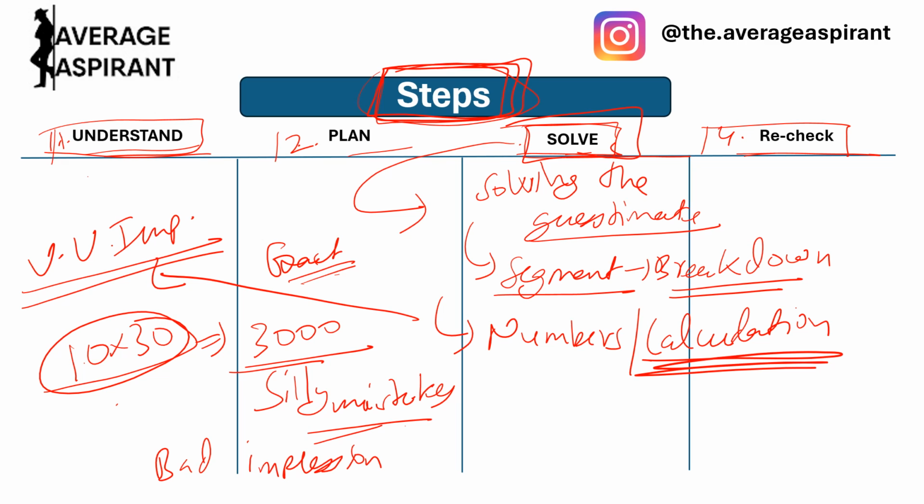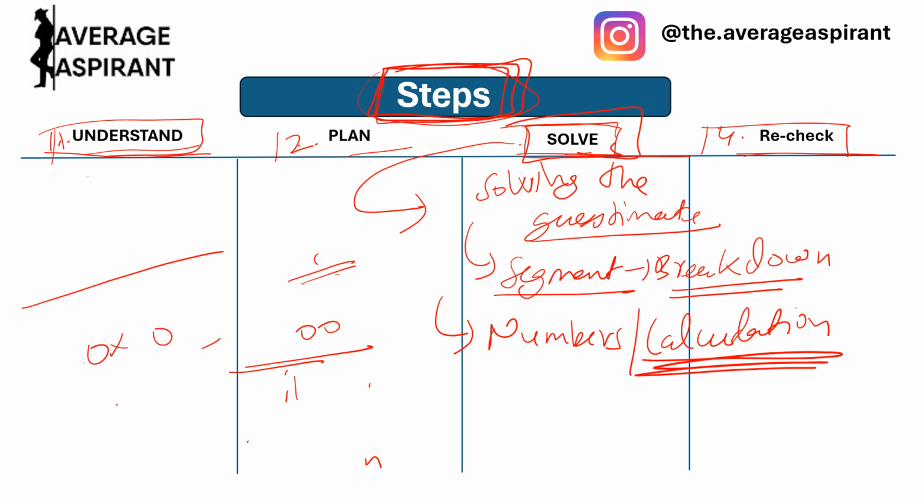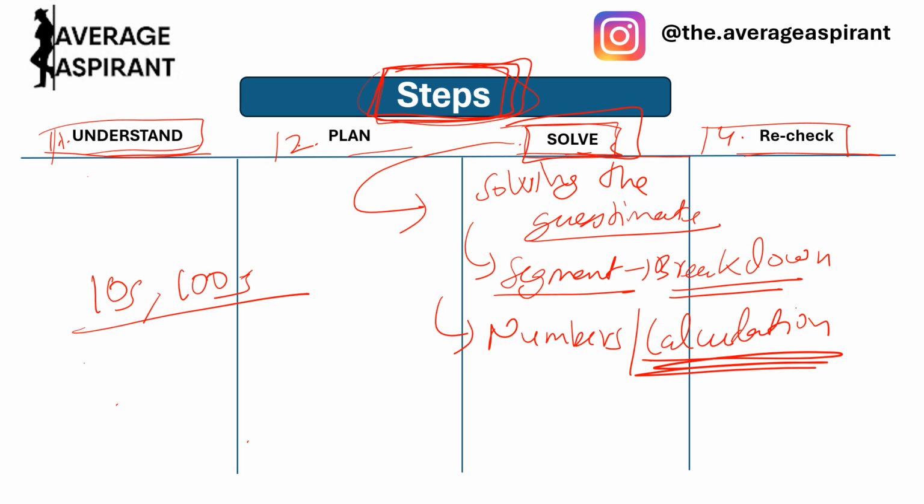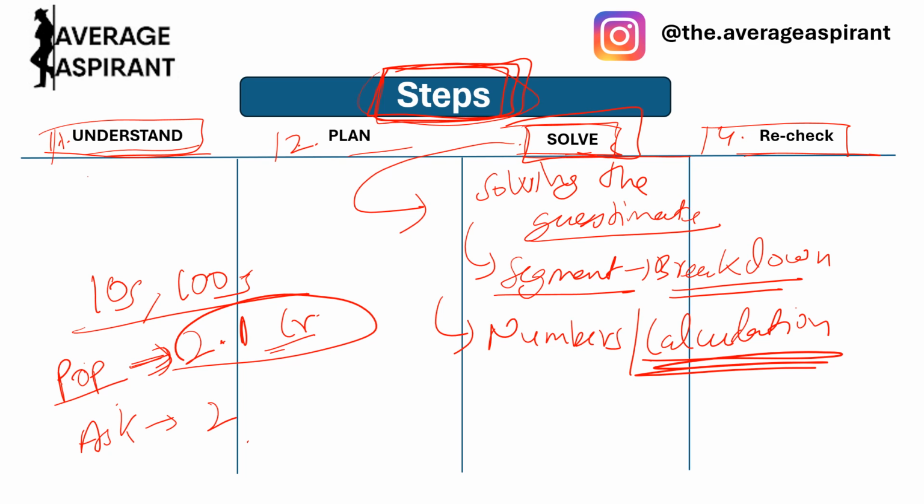So how can you do numbers right? Because you are solving a guesstimate, you will have to do a lot of assumptions. So make sure that all your assumptions are in tens, hundreds, right? So let's say the population of Delhi, they have given you in the problem statement that the population of Delhi is 2.1 cr. Just ask, very gently, very humbly, that sir or ma'am, can I take 2.1 cr as 2 cr for the simplicity of calculation?